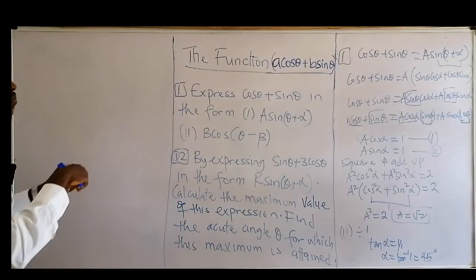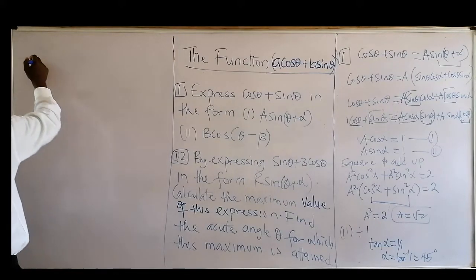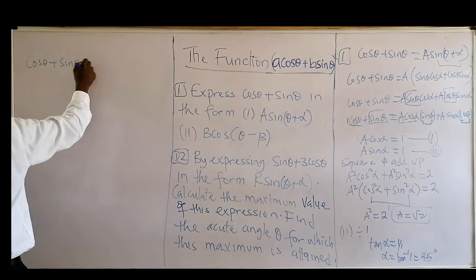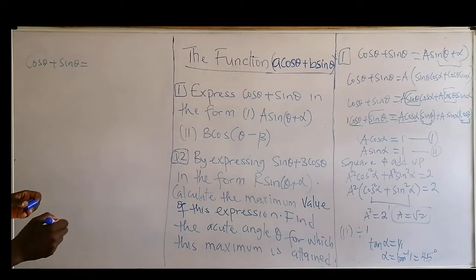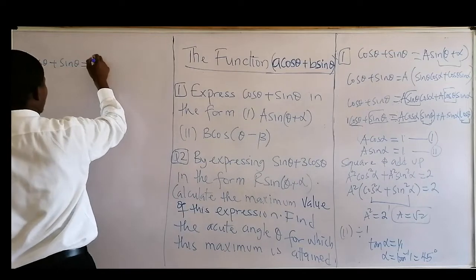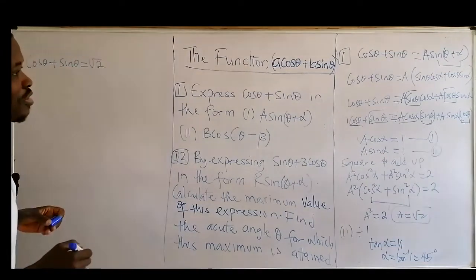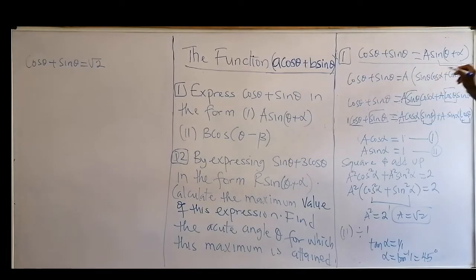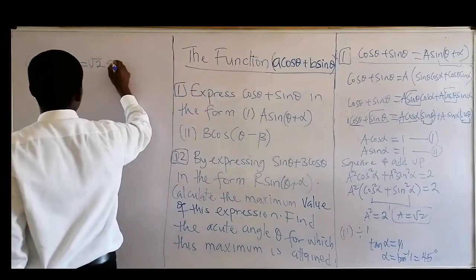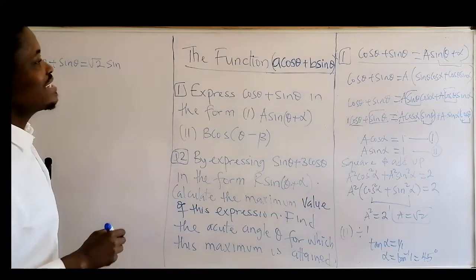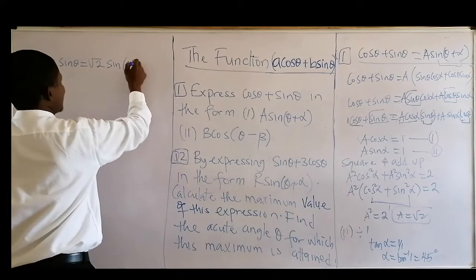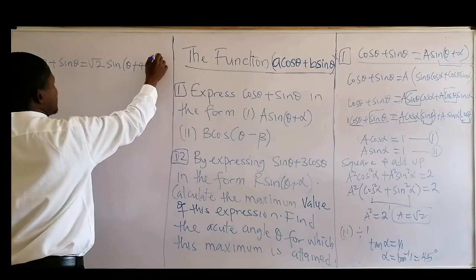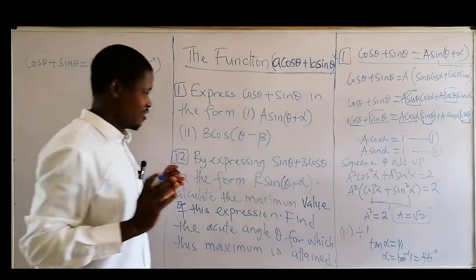Then the next thing to do is to go to the first expression: cos theta plus sin theta equals, your A is root 2. I'm making the substitution into the first line here, my first equation. So root 2 sin(theta plus 45 degrees). That one is done.